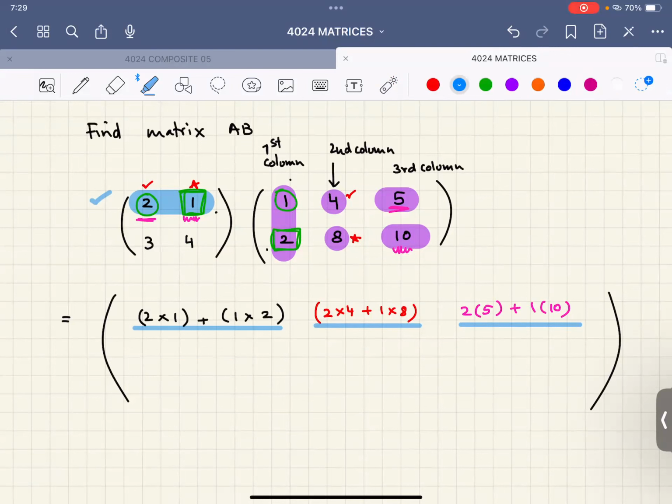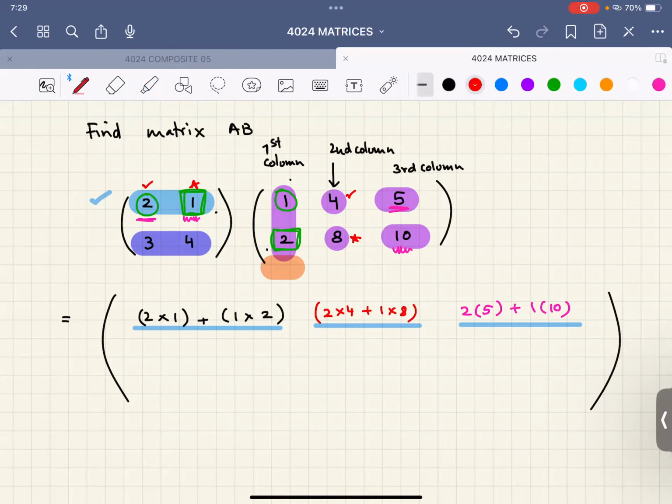Let me move to another color, another version of blue. And now I'll take this thing, and I'll repeat the process with this one first of all. So now, how will we proceed? We will write this 3 multiplying with 1, this 4 multiplying with this 2. So that is 3 into 1 plus 4 into 2. You can use brackets. Brackets are for free. Use as much as possible.